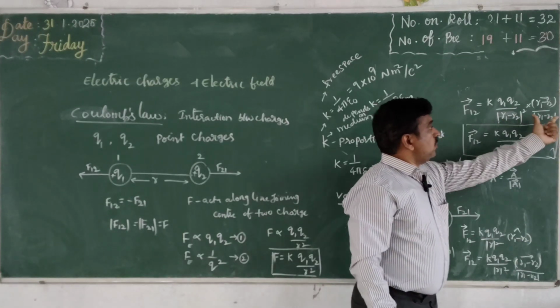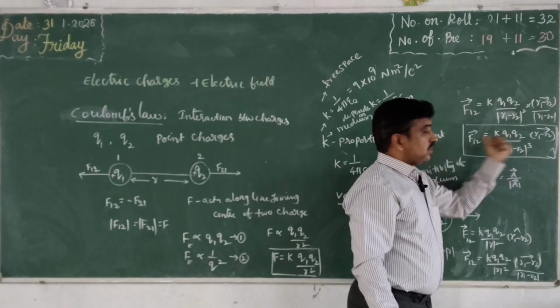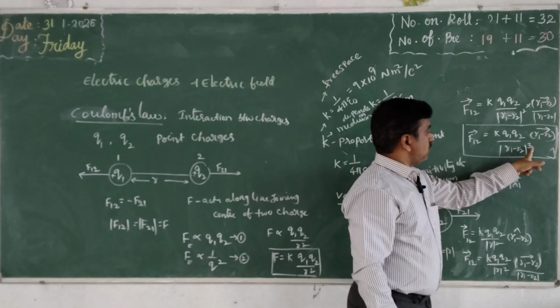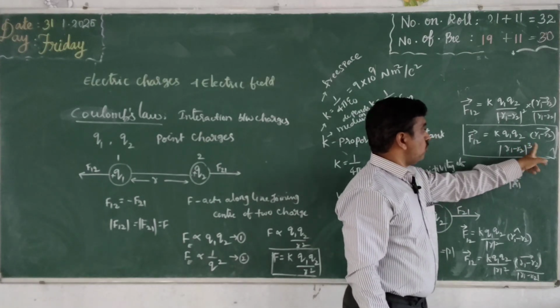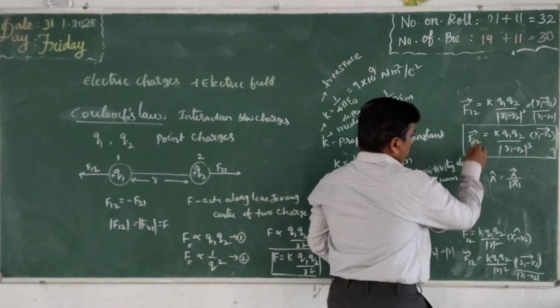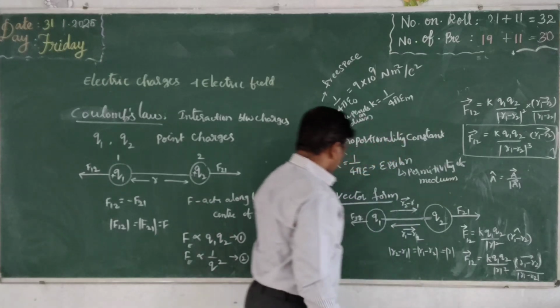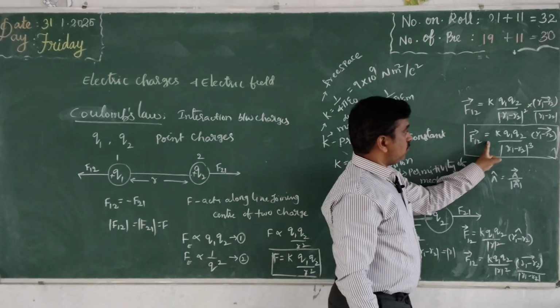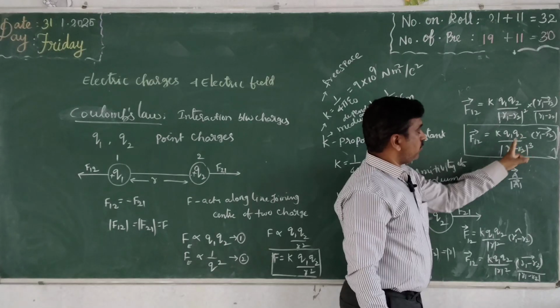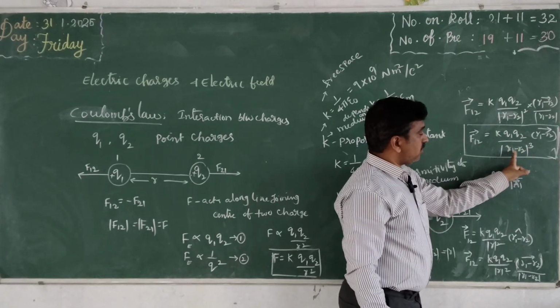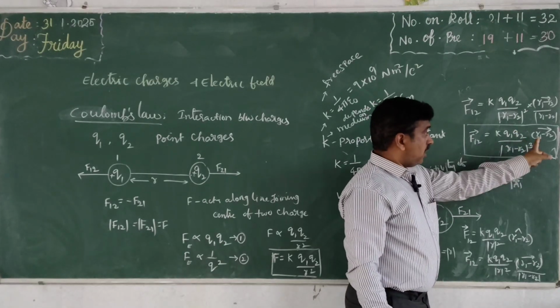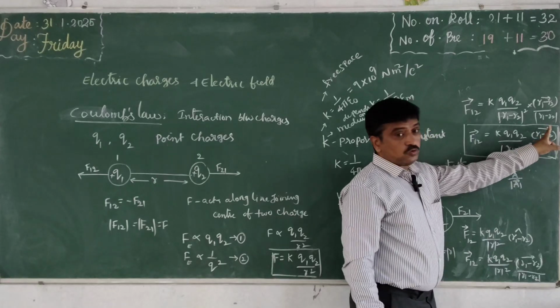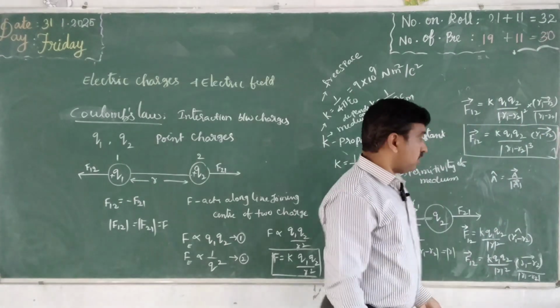See here, 2 into 1, so 2 plus 1 is 3, which means modulus of R1 minus R2 whole cube. So the vector form of the force that exists between the charges is F12 equal to K Q1 Q2 by modulus of R1 minus R2 whole cube, times the R1 minus R2 vector.